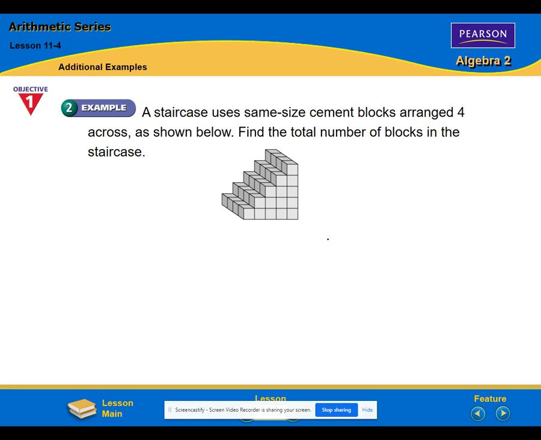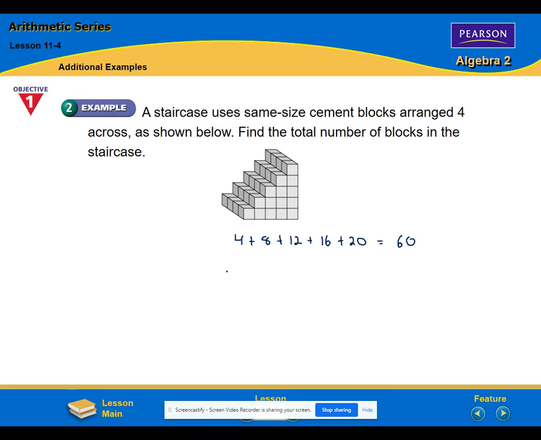Here you have a staircase that uses cement blocks arranged 4 across as shown below. Find the total number of blocks in the staircase. So if we just go 1, 2, 3, 4, 5 rows, that's 4 plus 8 plus 12 plus 16 plus 20. And again, you probably without too much effort could add those up and realize that that's going to be 60. And again, if I made this staircase diagram much wider, with more, taller segments, the more you're going to want to use the formula.